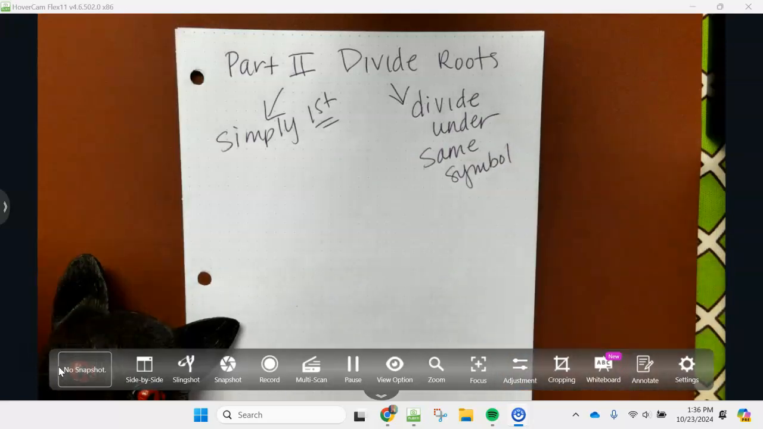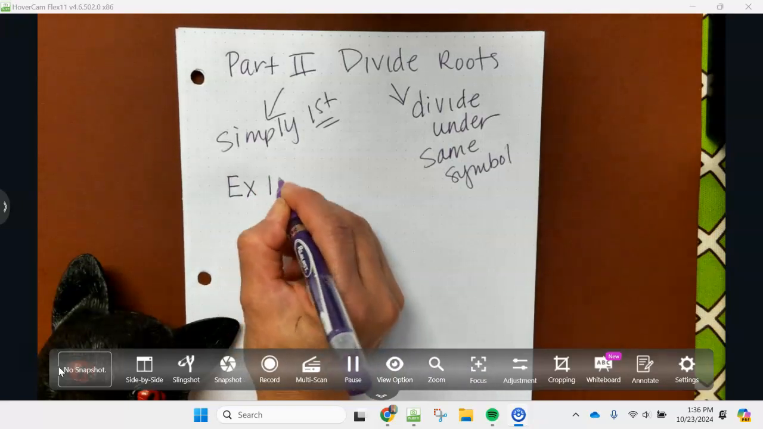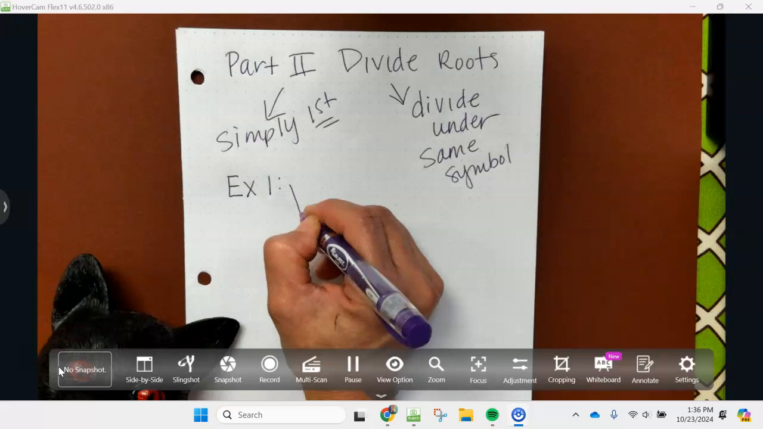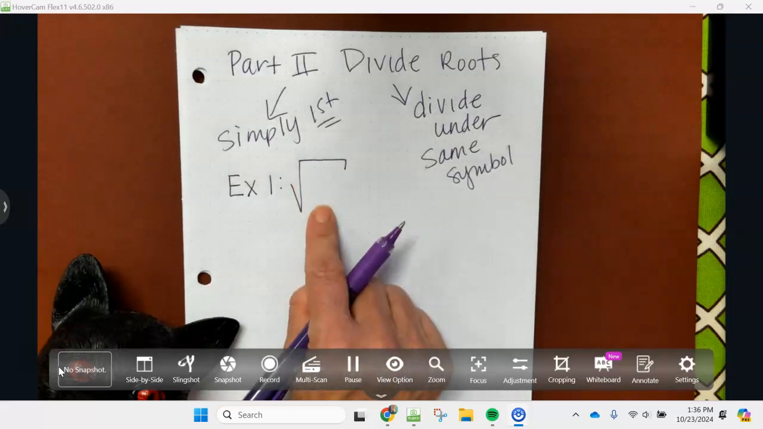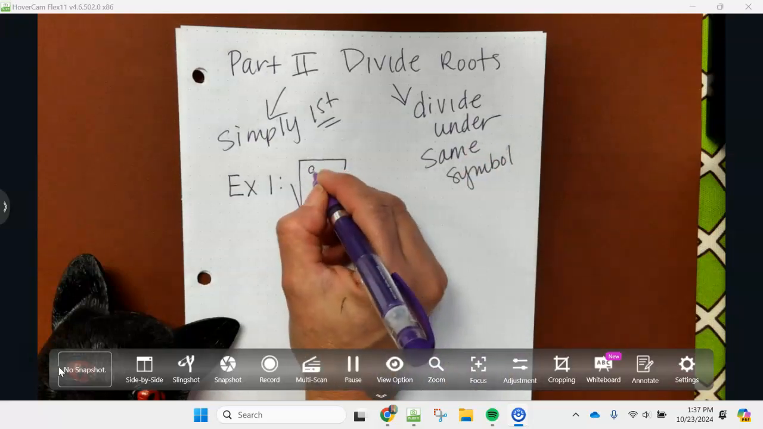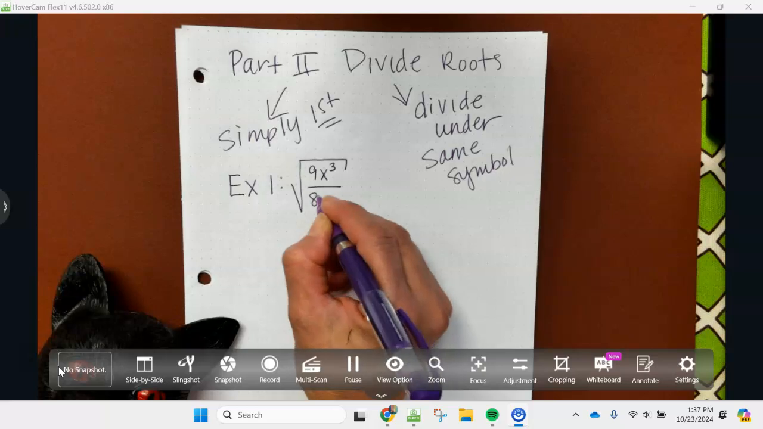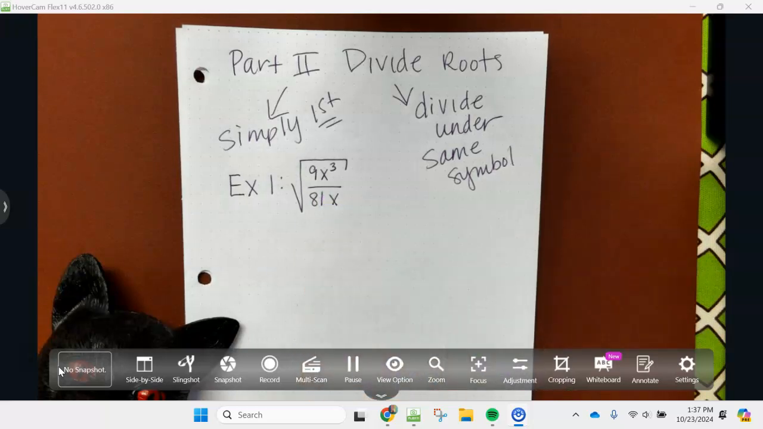Okay, let's just take a look at a few examples real quick. So for example 1, please write this down. I'm going to make a giant square root symbol. I'm going to have a fraction under here. Remember, a fraction is the same thing as dividing. So we're going to have 9x to the third on top, and we're going to have 81x on the bottom.